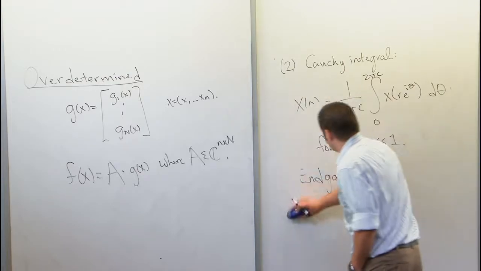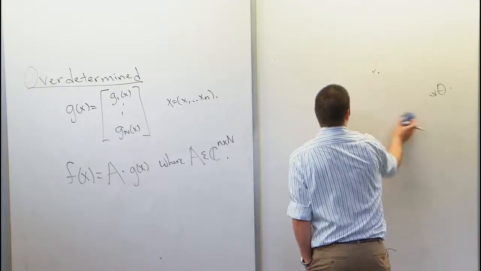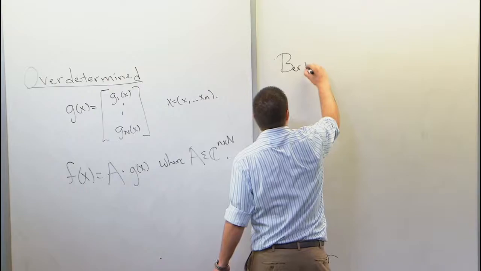And so now we come to Bertini's theorem. How do the solutions of f and g relate? And in particular, to Peter's question, what about the multiplicity? So this is Bertini's theorem.